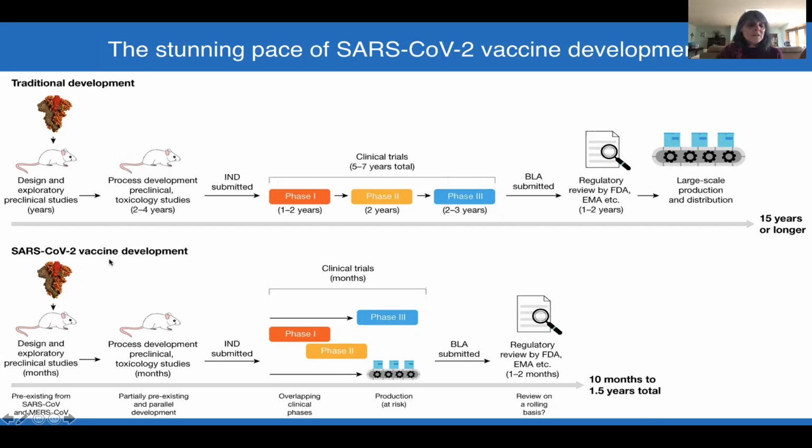In the case of the SARS-CoV-2 vaccine development, they've reduced this to weeks and months. They're doing the phase 1, 2, and 3 trials in overlapping phases instead of sequentially. And the one that worries me the most is that, okay, so let's just talk about the vaccines we know about.